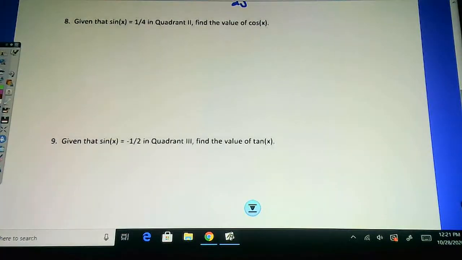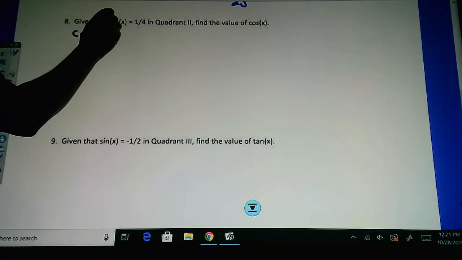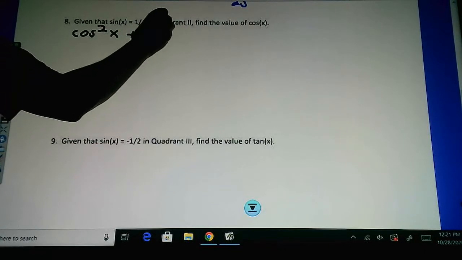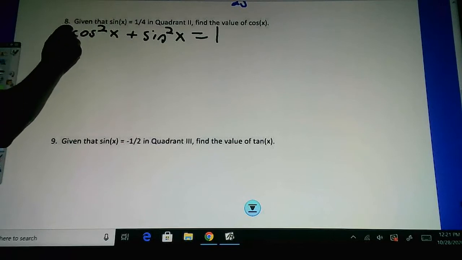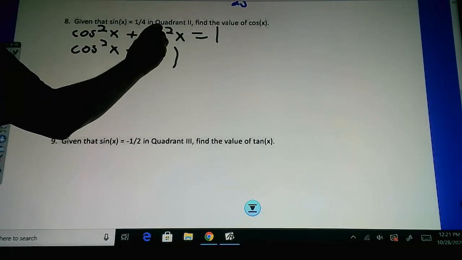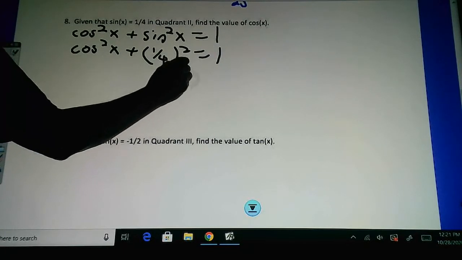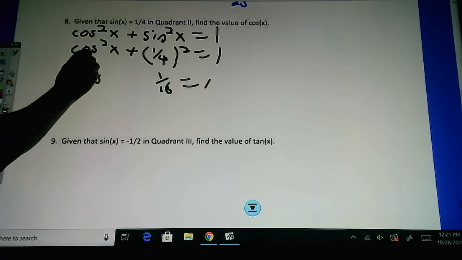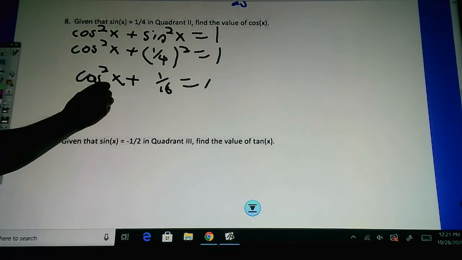All right, another similar problem. This time they want you to find cosine, but write down the rule. There's the rule. You know sine this time. You do not know cosine. You know sine is 1/4. 1/4 squared is 1/16. Subtract 1/16 from both sides.